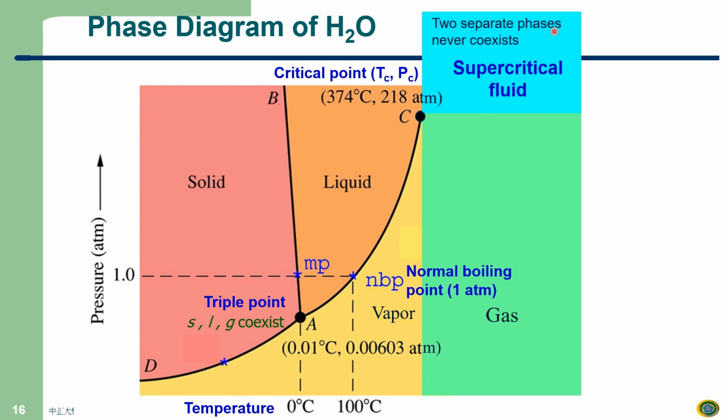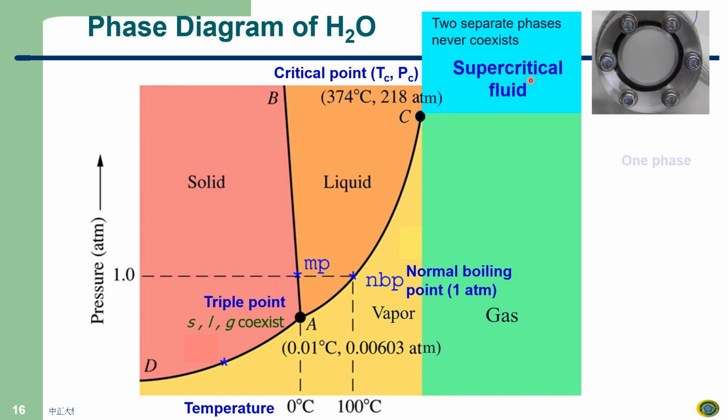The two separating phases never coexist. So this one phase, right? Below this is vapor, and above this is gas. And then this supercritical fluid. I hope you remember I showed you a video. So there is no two phases, only one phase. If the temperature and pressure go up higher than this critical temperature and critical pressure, only one phase exists.